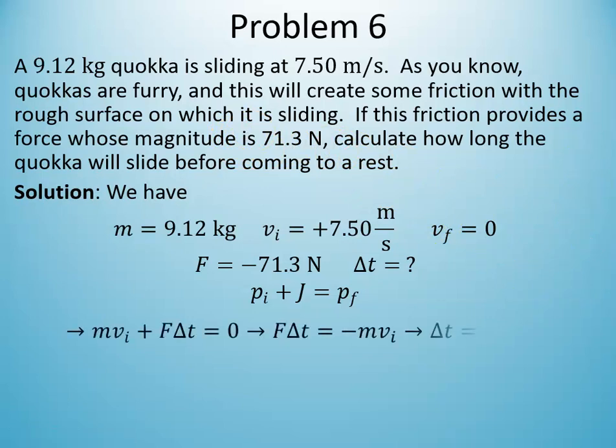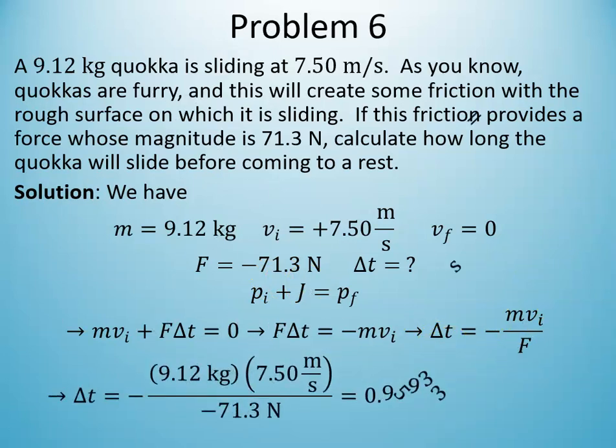So every P is an MV, and we're saying that the quokka ends up coming to rest, so P final ends up being 0. And we're wondering what this time interval is. So we get F delta T by itself by subtracting MV initial from both sides. And now we divide both sides by F. Notice the minus sign here. Remember the force is negative, so these negatives are going to cancel out, giving us a positive time when we plug in our numbers. And indeed, we get a time of 0.959 seconds for that quokka to come to rest.